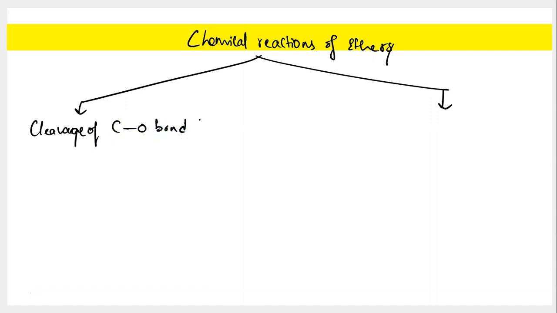And the second type of chemical reaction is electrophilic substitution reaction. When the carbon-oxygen bond in ethers breaks down, ethers tend to exhibit a variety of chemical reactions, and we are going to talk about those chemical reactions now.